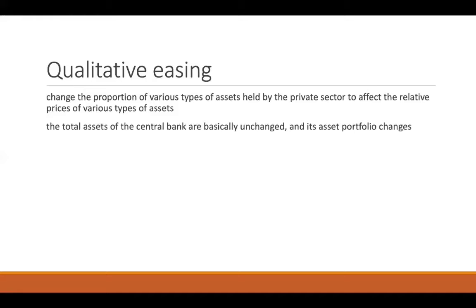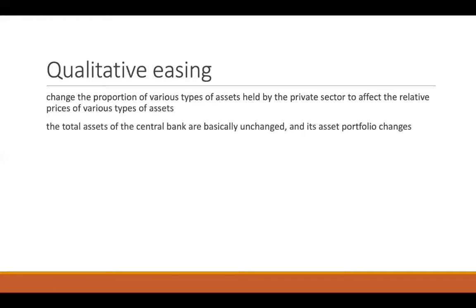Qualitative easing policy is to change the proportion of various types of assets held by the private sector to affect the relative prices of various types of assets, thereby affecting the real economy. The difference between qualitative easing and quantitative easing is that quantitative easing expands the monetary base in the market. The focus is on the data. It plays a role by affecting changes in the level of excess deposit reserves of financial institutions.